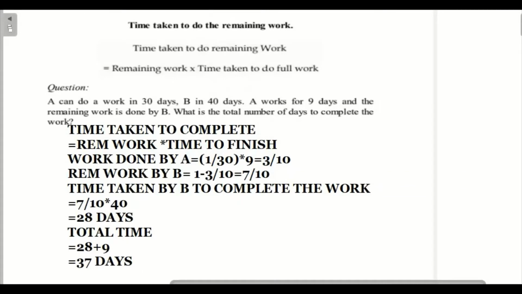Here they have given the work done by A and the work done by B. So we have to find the remaining work done by B and the number of days it takes to complete the work, and we also have to find the total time taken by both A and B. So we have found that it is 37 days. We are moving to the next problem.